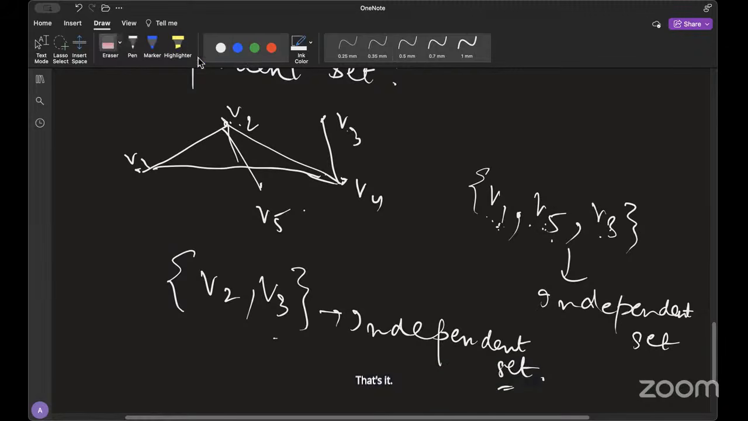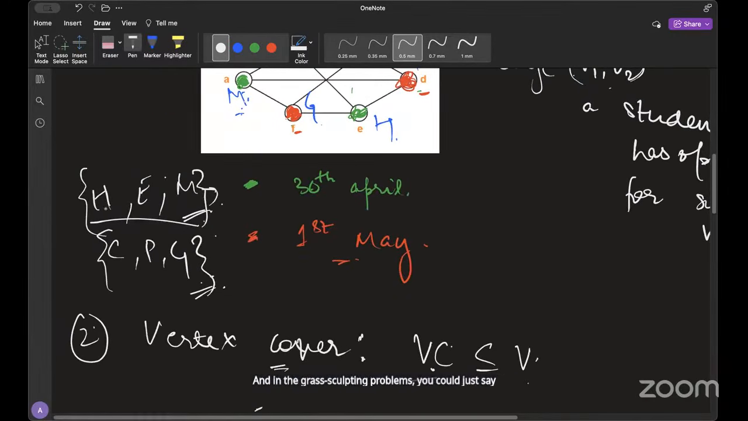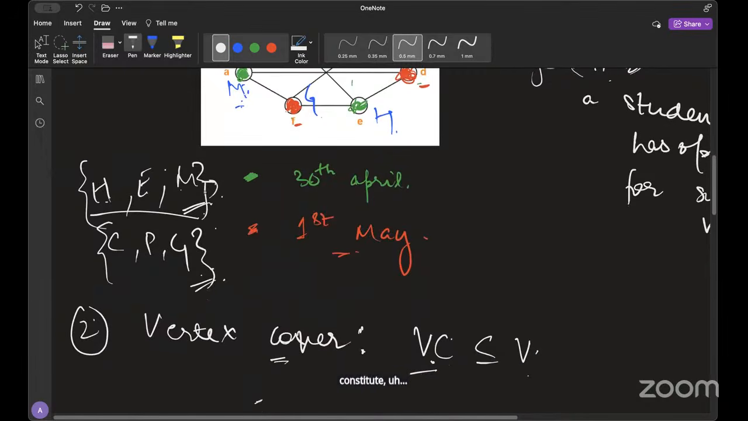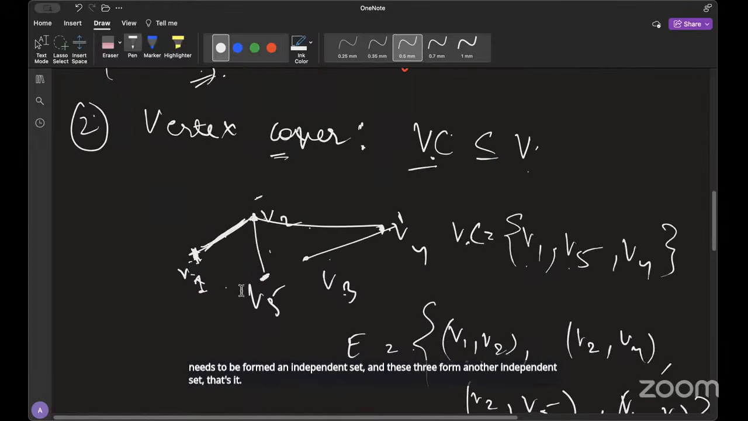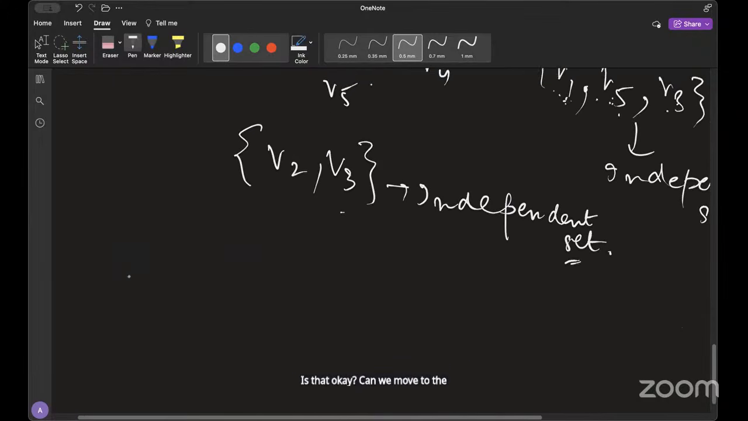That's your independent set. And in the graph coloring problems, you could just say that these three form an independent set, and these three form another independent set. That's it. Is that okay? Can we move to the next topic?